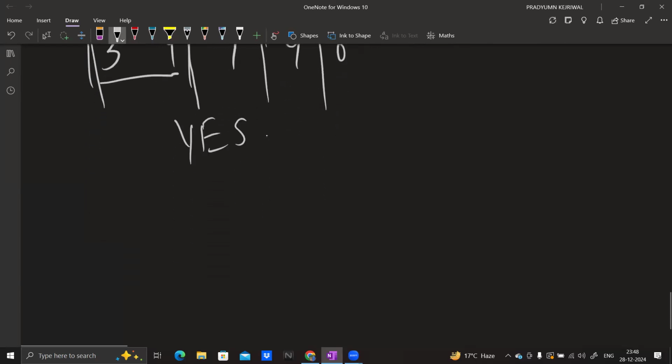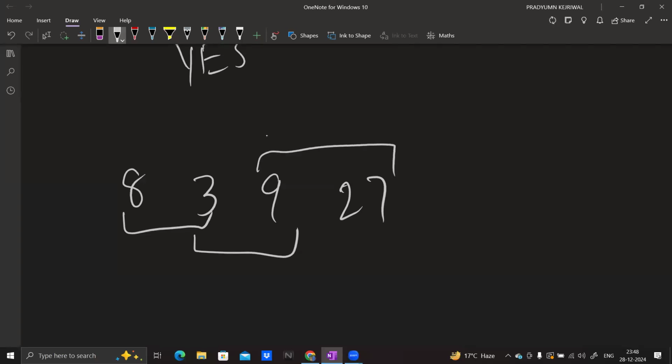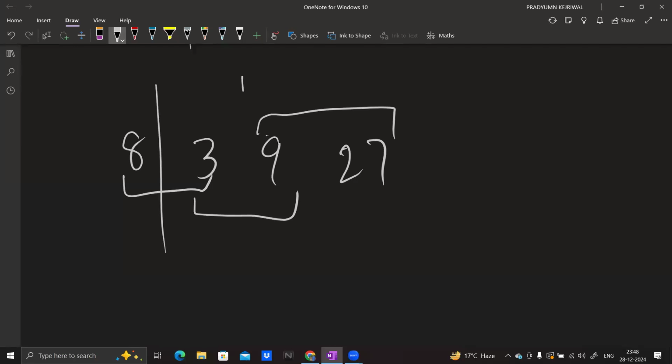But let's say I have an array like 8, 3, 9, 27. First we'll check these two. Can we put these two in the same set? No, we can't because 3 into 2 is less than 8. Then we'll check these two. We can't put these two in a set either because 3 into 2 is less than 9. And then we'll check these two, but this also we can't put in a set. So definitely any two adjacent elements we are not able to put together. So there's only one way to make the sets, that is we can just do singular elements. So in this case, the answer is no.